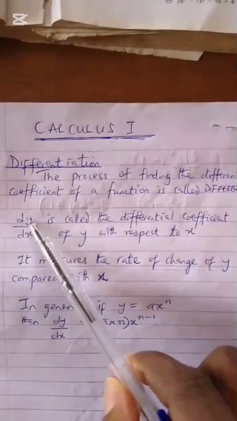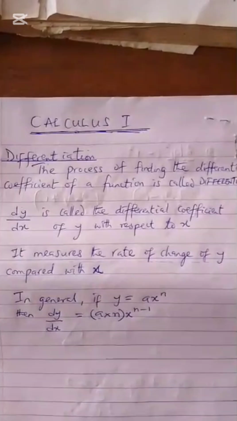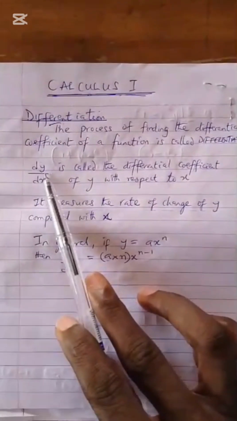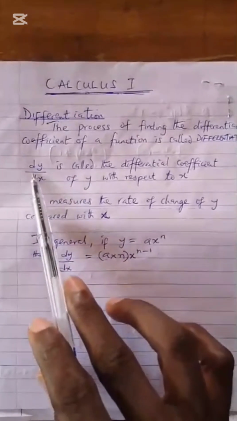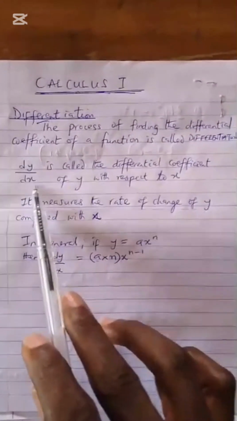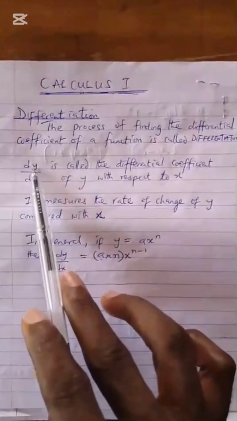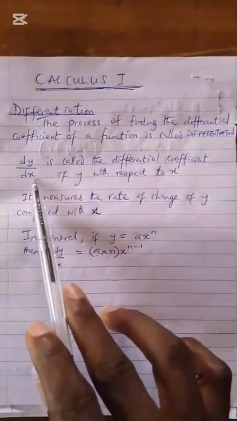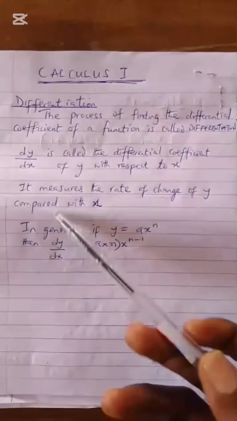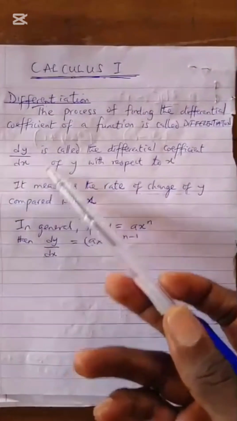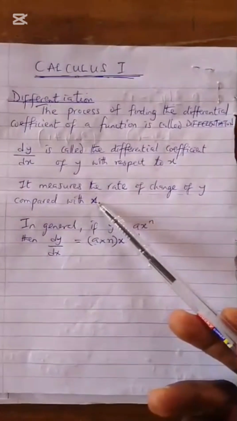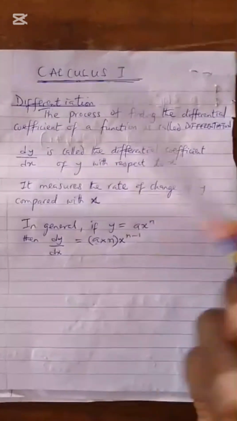Slope. So it's represented as dy dx, all right? Okay, so this is called dy dx, or the differential coefficient of y with respect to x. This is the symbol for the differential coefficient of y with respect to x. So they're just fancy ways of saying differentiation, okay? Or you say dy dx measures the rate of change of y compared with x.